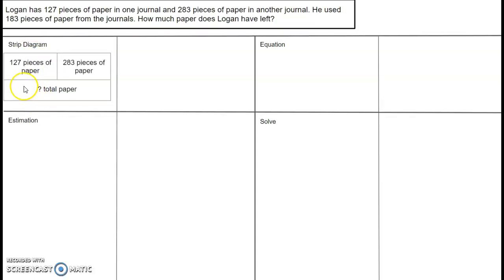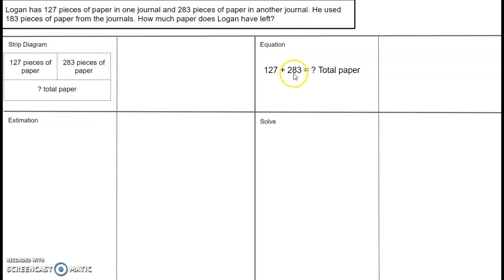So, I know that he has 127 pieces of paper in one journal. He has 283 pieces of paper in another journal. And we're trying to figure out how much paper he has. So if I wanted to write an equation for this, I would say 127 plus 283 equals the total amount of paper. So that's the first step.